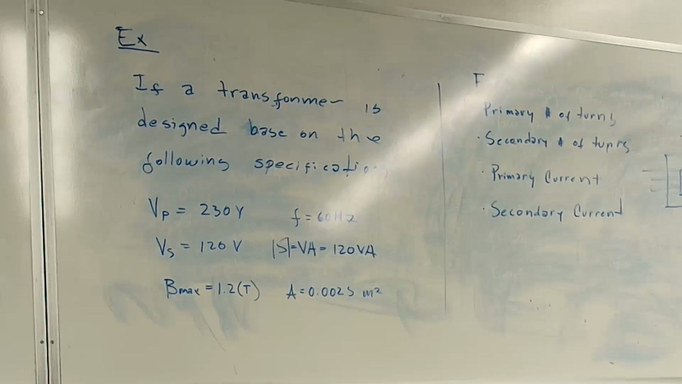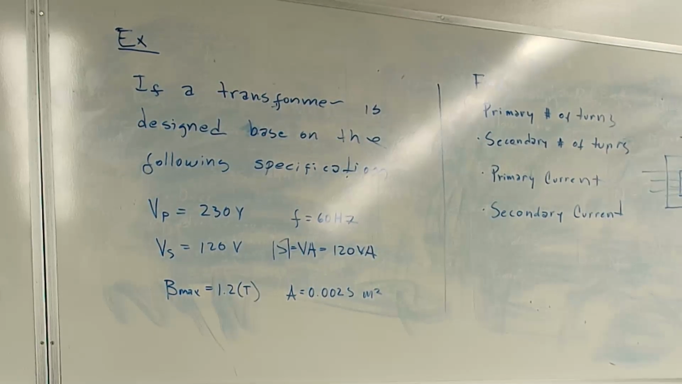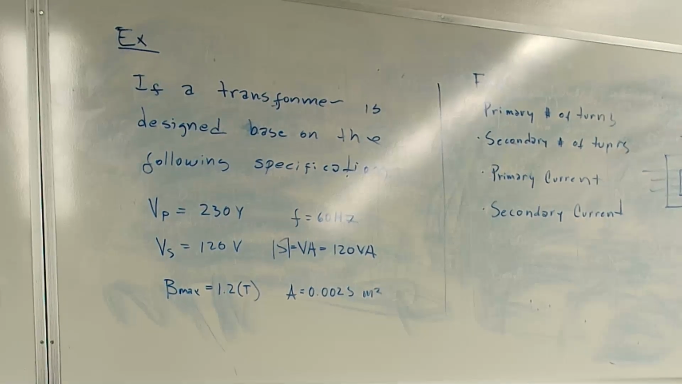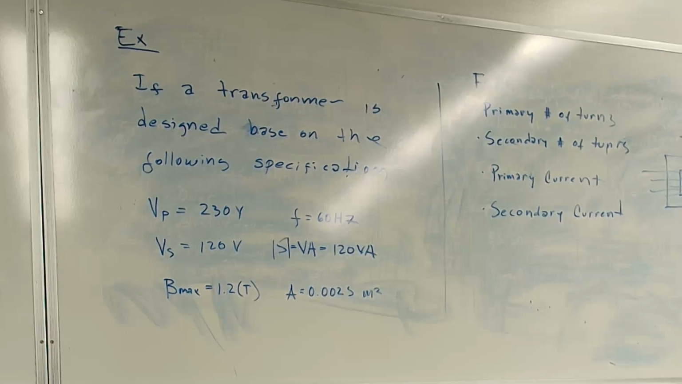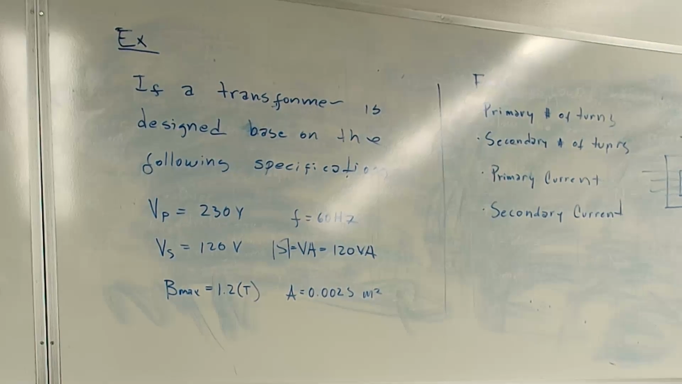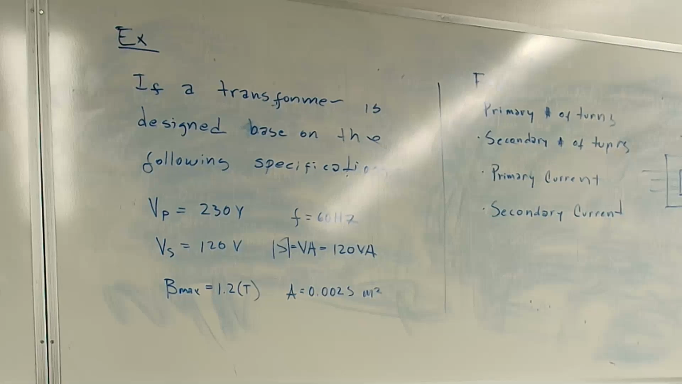And the cross-sectional area is 0.0025 meters squared. So I get N is equal to 287.8 turns, so I can round that up to a whole number. And I can say that in primary, I need 288 turns of copper on the primary.